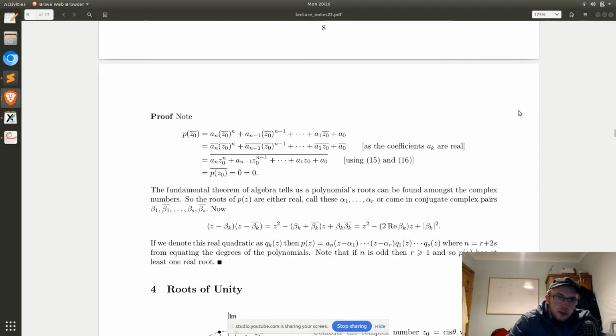And there's the proof. So I guess it doesn't lend itself very well to being read aloud. The fundamental theorem of algebra tells us a polynomial's roots can be found amongst the complex numbers. So the roots of p of z are either real, call these alpha 1 up to alpha r, or come in conjugate complex pairs, call these beta 1, beta 1 bar, all the way up to beta s, beta s bar.